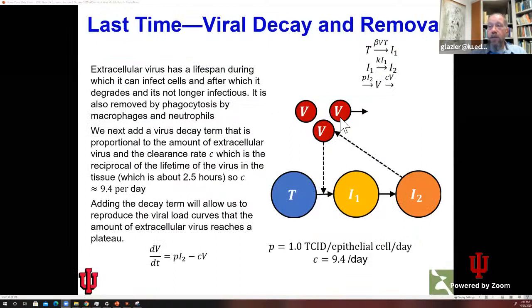So coming back to our basic viral decay model, we had, I believe, finished the model that we had here. One of the things we had to talk about was how long the virus lasts in the extracellular space. It lasts on the order of 2 to 3 hours. We measure everything in units of days. So 2.4 hours would be a tenth of a day, would be 10 per day. 2.5 hours is 9.4 per day.